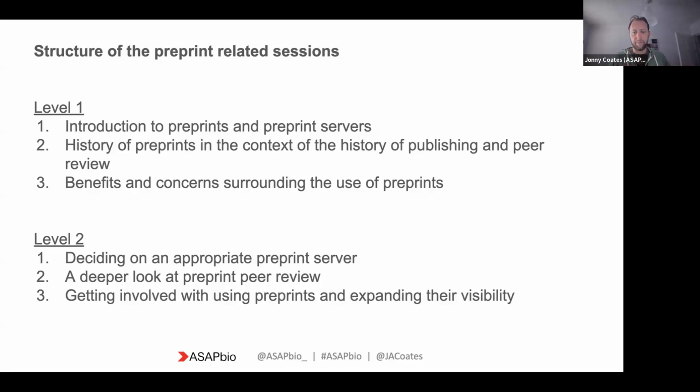Next week, we will do a much more in-depth look at preprint peer review. I'm not going to tell you how to do a preprint peer review because you've got other sessions on that. This is going to be more of a step back. What does the landscape look like? Where can you get involved? And then the final session is all about getting involved with using preprints and how to expand their visibility. That one will give you a really good broad overview of the best ways of starting with preprints or really jumping into the preprint world.